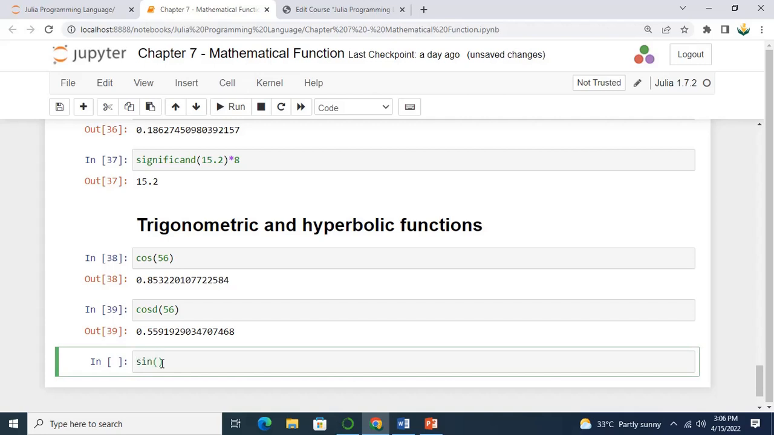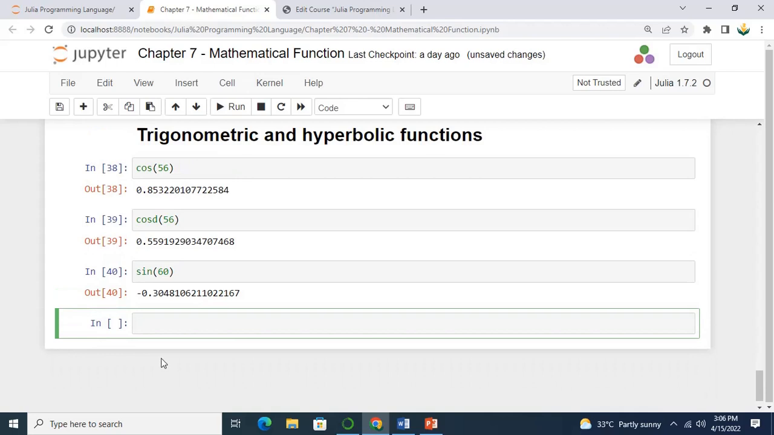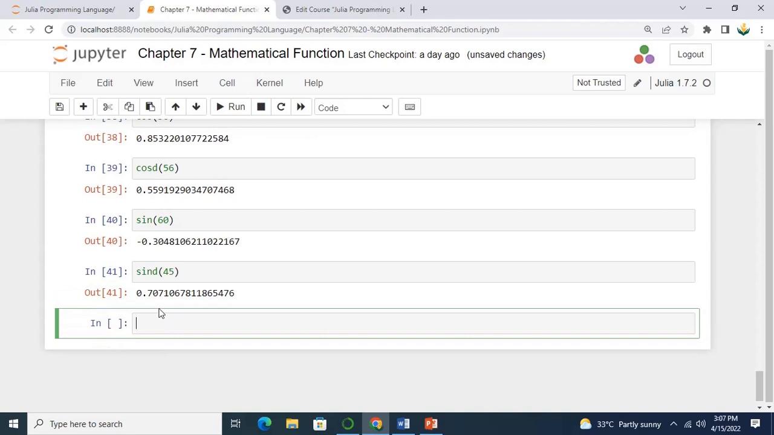Let's try with sine also. Sine of 60, and hit run. So I'm going to get minus 0.3041. Similarly, sind of 45. Run it. So I'm going to get 0.7071.